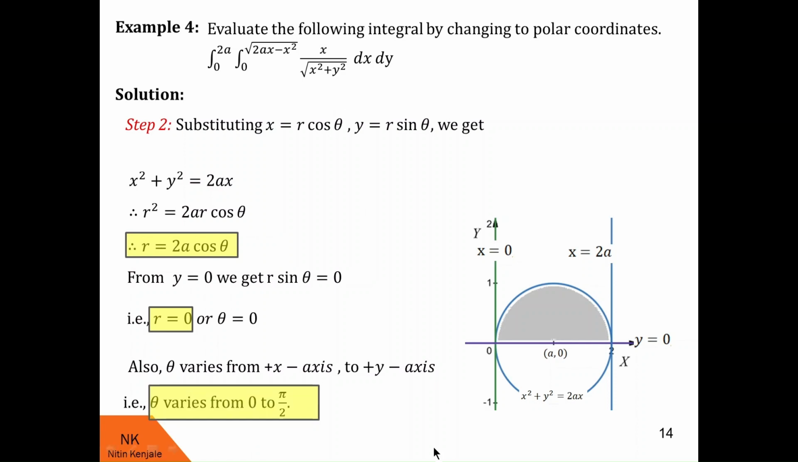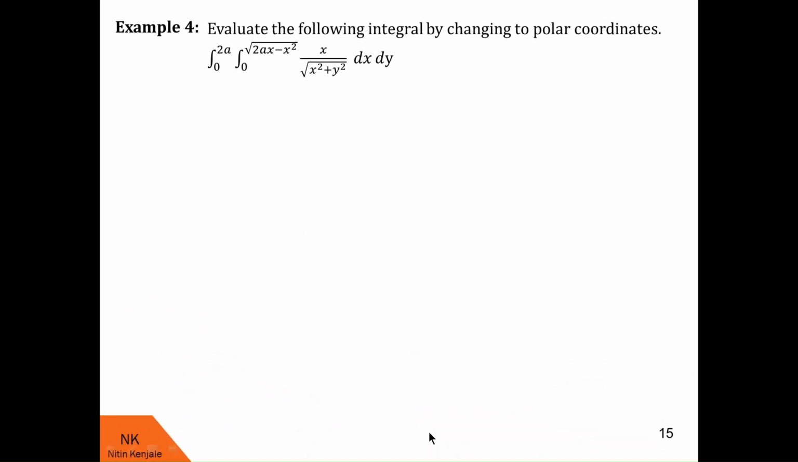Now let's transform this double integral into polar coordinates. First we transform the integrand. Here we substitute x is equal to r cos theta and y is equal to r sin theta. We also replace dx dy by r dr d theta. So in the numerator we get r cos theta. Denominator x square plus y square becomes under root of r square, that is r, and dx dy is r dr d theta. Limits for r were 0 to 2a cos theta and theta were 0 to pi by 2.